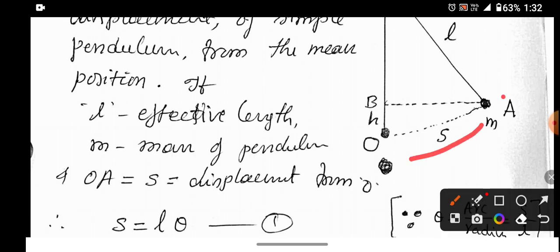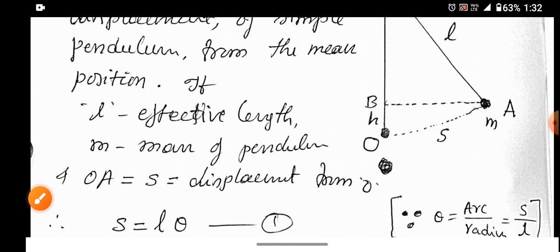Usually it has a length, the effective length L. Effective length means the distance from the center of the bob to the hanging point, that is, including the length of the hook and the radius of the bob. So, that is called effective length. So, we find OA is the displacement. Let it be S. So, S can be given by the relation S is equal to L into theta.